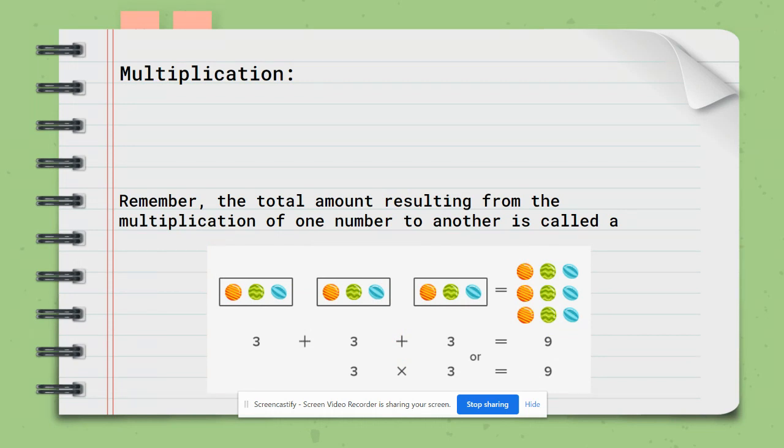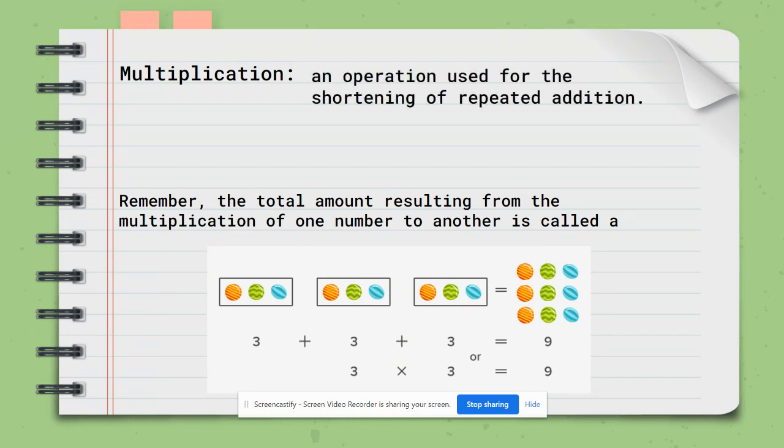The next vocab word is multiplication, which is an operation used for the shortening of repeated addition. As you can see in the picture down below, you have 3 groups, and in each group are 3 pieces of candy. So for addition, this would be 3 plus 3 plus 3, which is 9. Or because you have 3 groups, and in each group are 3 pieces of candy, you can just do 3 times 3, which is still 9. Remember, the total amount resulting from the multiplication of one number to another is called a product.